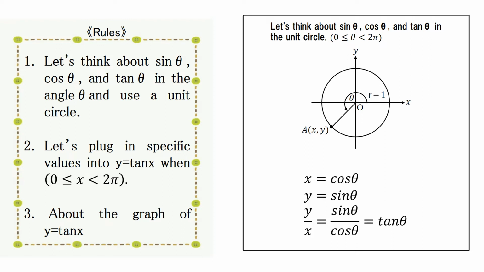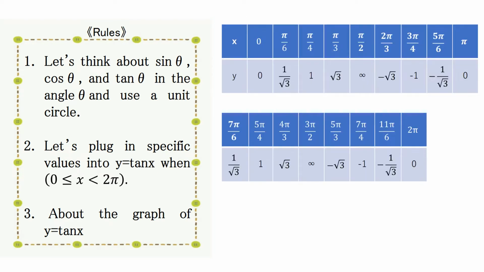Therefore, on the unit circle, from the angle theta, we know the x-coordinate is represented by cosine theta, the y-coordinate by sine theta, and the slope by tangent theta. These are called the sine, cosine, and tangent of angle theta. Now let's check y equals tangent x with specific values.